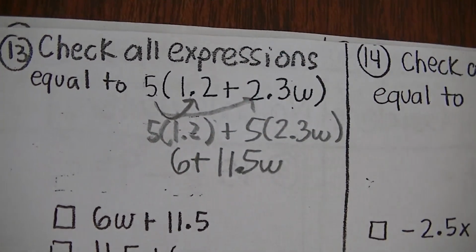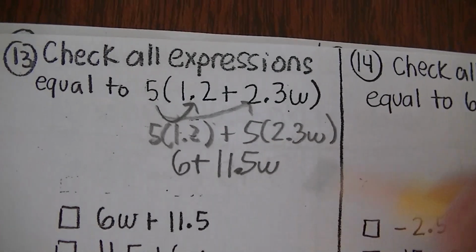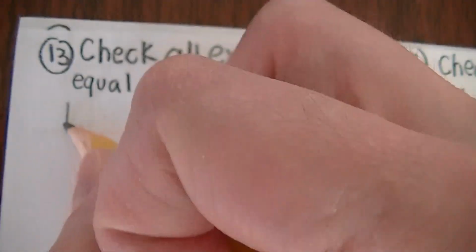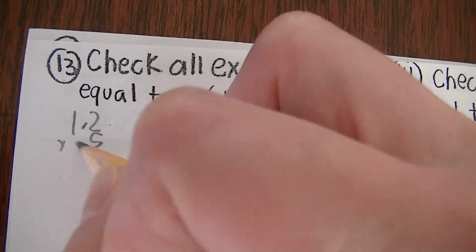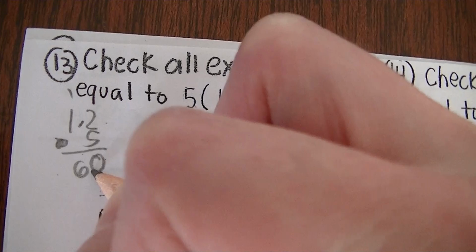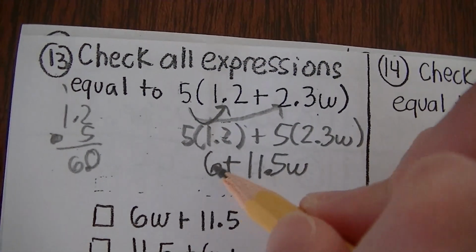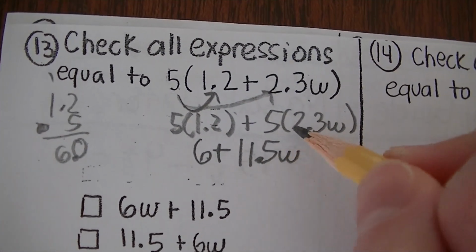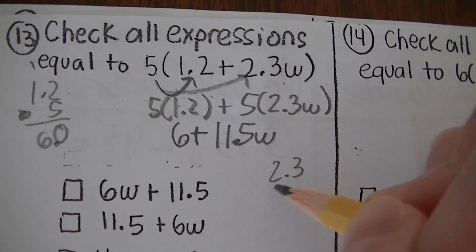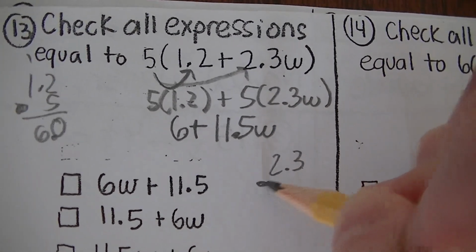Now, I couldn't do that all in my head at first. If you can't do that in your head, you can always remember to go 1 2/10 times 5. And that's how I got that 6. And then for this one, 5 times 2 3/10. And then just add the W later.